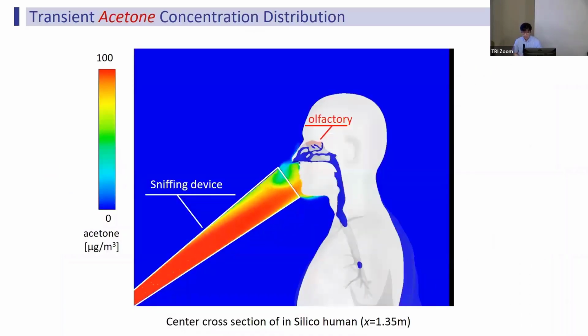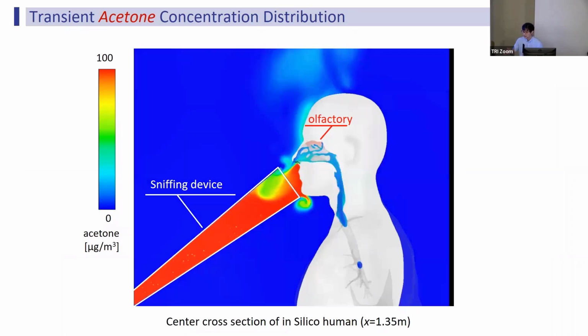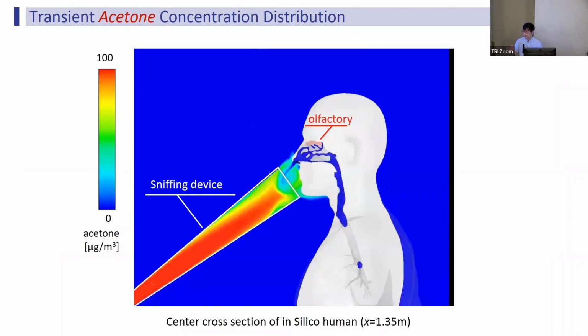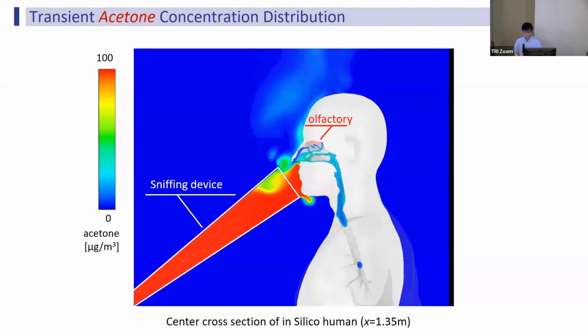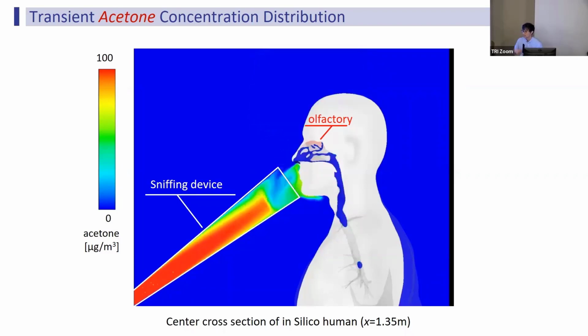Okay, this is a simulation result of transient acetone concentration distributions. At the calculation start, t equals 0, acetone is coming from the bottom of this sniffing device at 0.6 liters per second with a concentration of 100 micrograms per cubic meter, and breathing starts. We can see that very transient, heterogeneous concentration distributions of acetone at the face are formed.